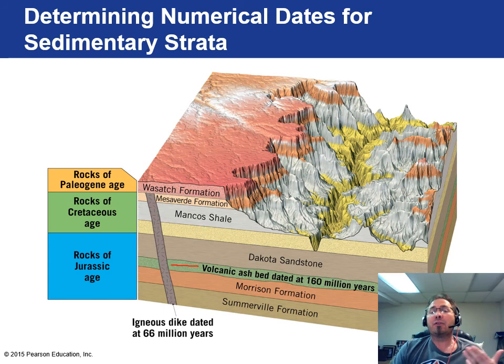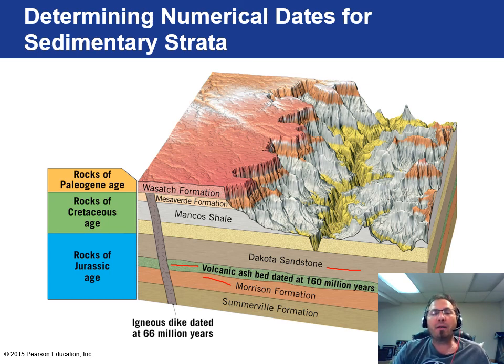All right. So that means that the Morrison Formation here has to be slightly older than 160 million years, and the Dakota Sandstone here has to be slightly younger than 160 million years. So that gives us a very narrow window of being able to determine when those particular geologic layers were formed.